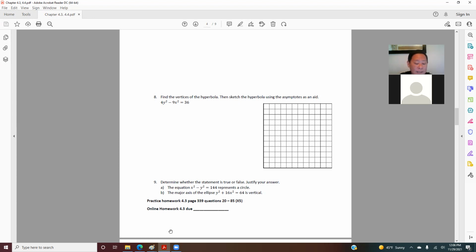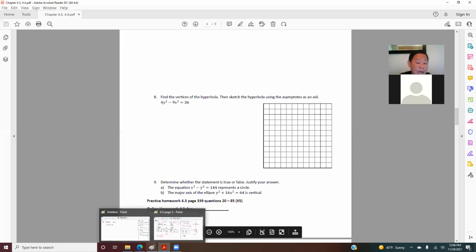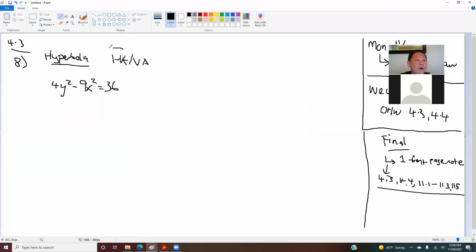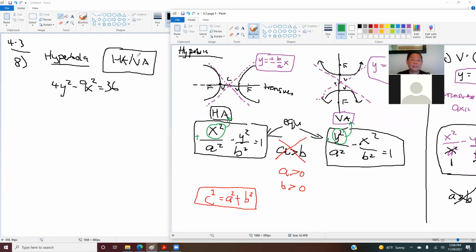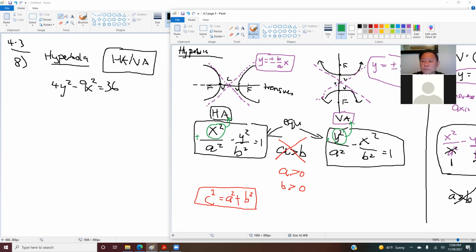First, you need to figure out whether this is horizontal or vertical, and you have to tell me why you say it is this or the other. Only one correct answer, so make sure you know this, very important. Does anyone know if this hyperbola has a horizontal transverse axis or a vertical one? Anyone?